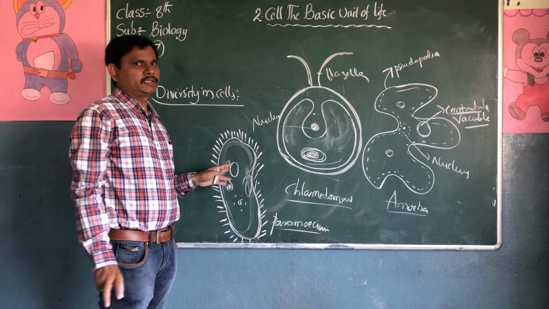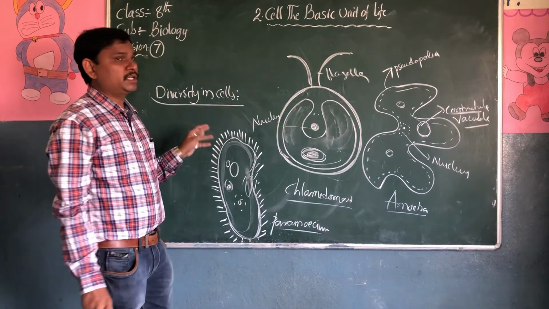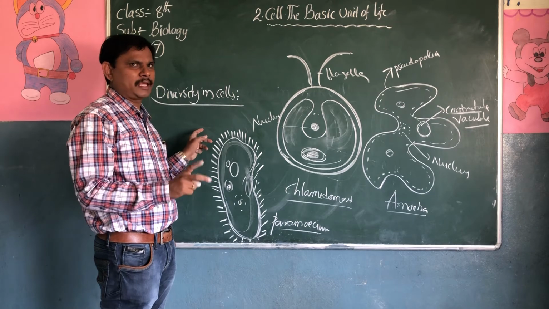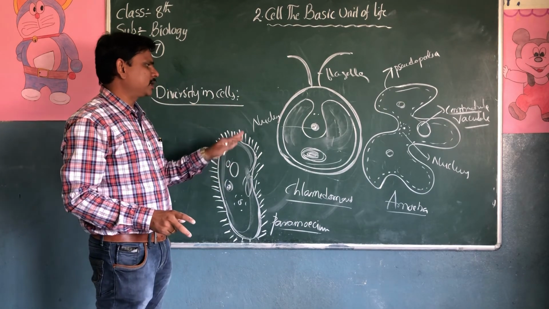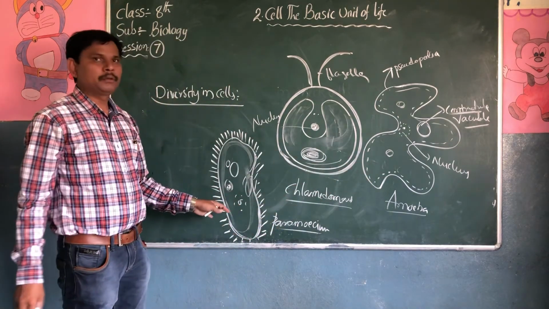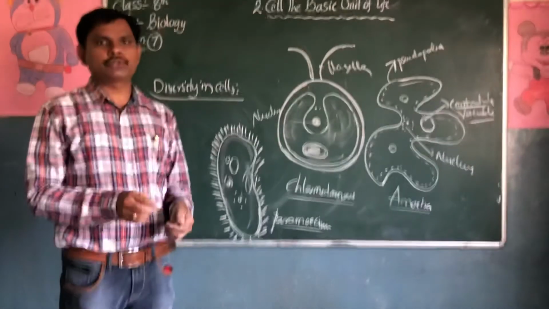Draw these three diagrams and the activity. Observation of cheek cell and the second activity are both the same, so just write one activity, and you should compulsorily draw these three diagrams: Chlamydomonas, amoeba and paramecium. Thank you, students. So this is today's homework.